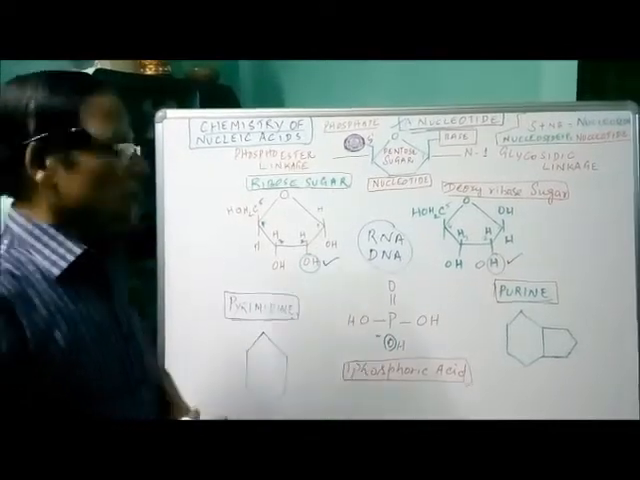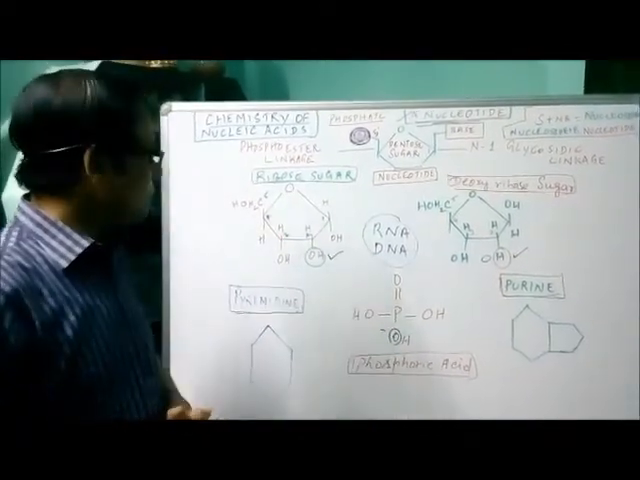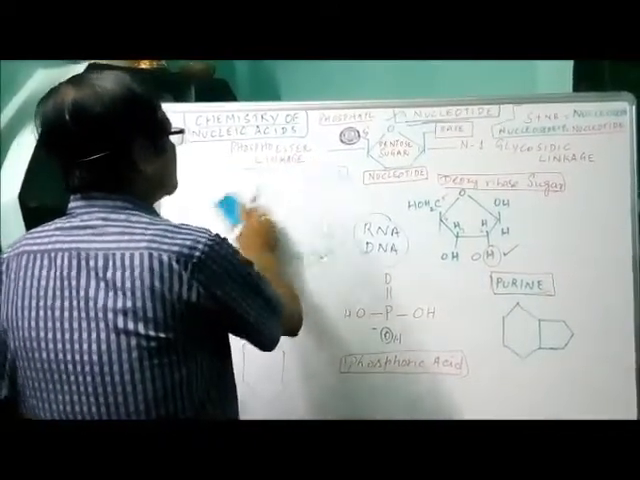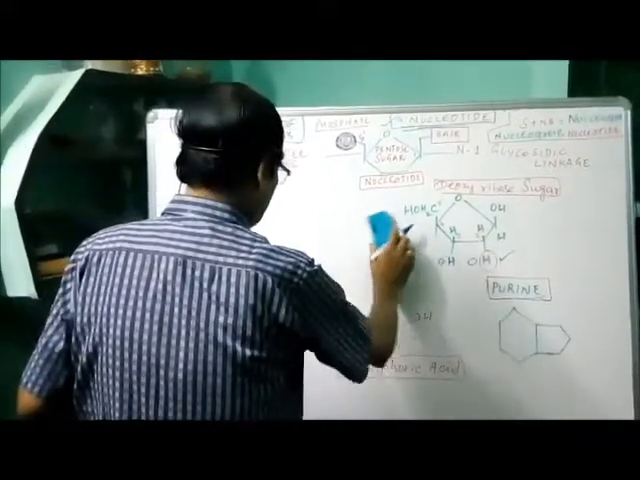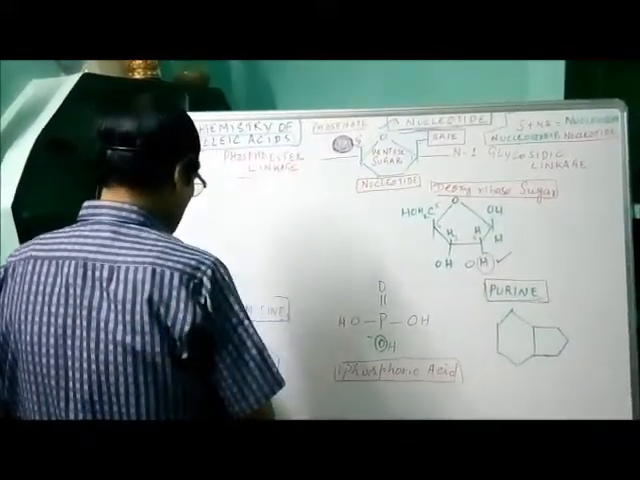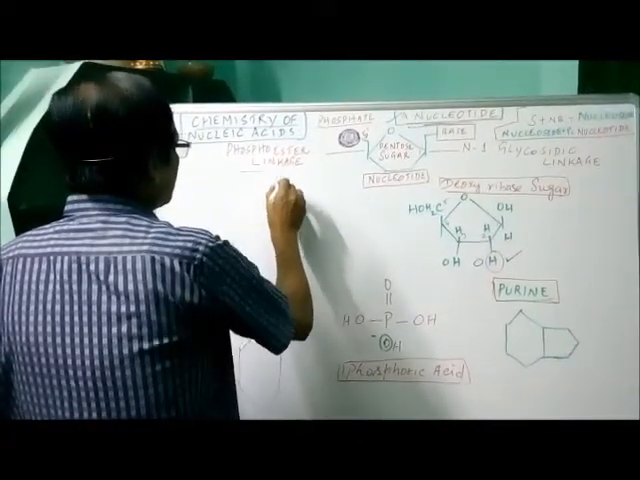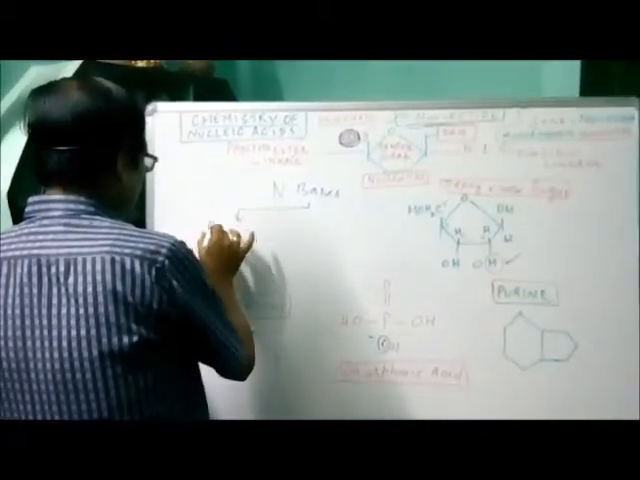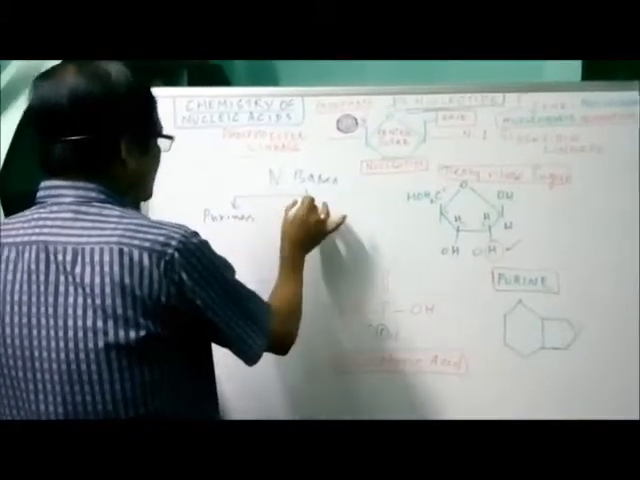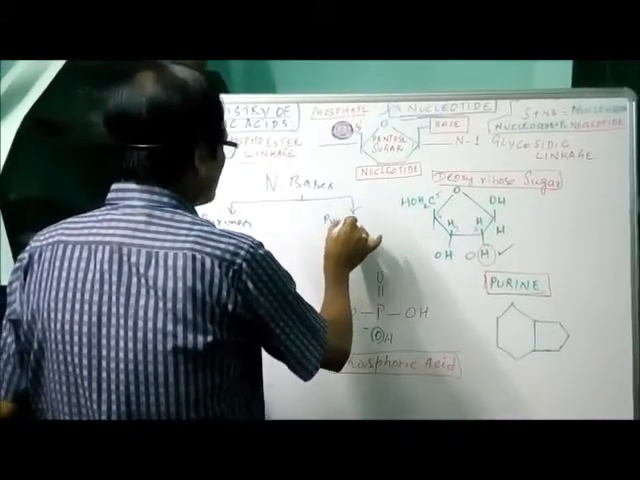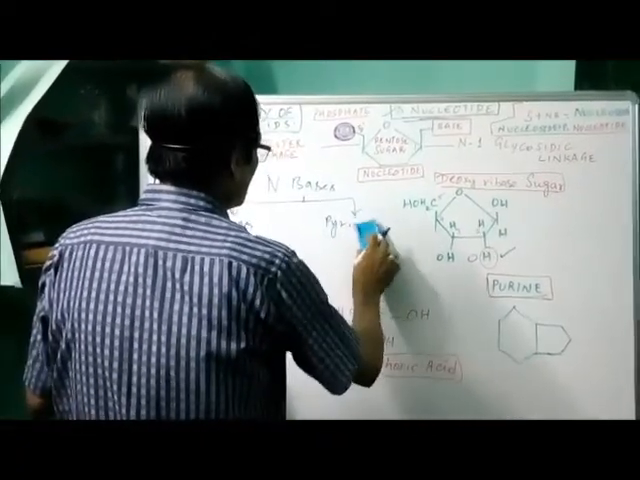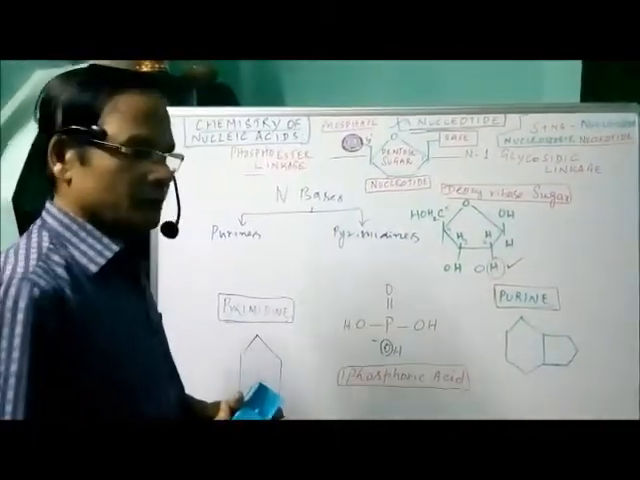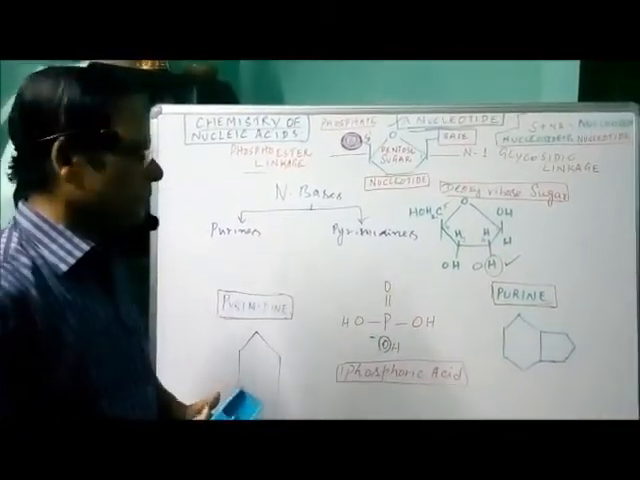Now we have two different types of nitrogenous bases. They are grouped under two different types. So we have nitrogen bases, two groups we already studied in 11th standard. One, purines, and another, pyrimidines. They are classified into two different groups of nitrogen-containing compounds.